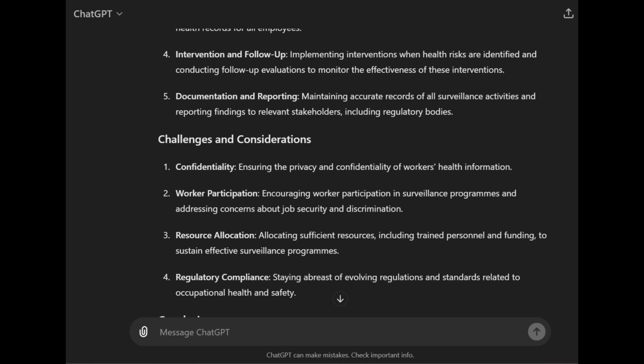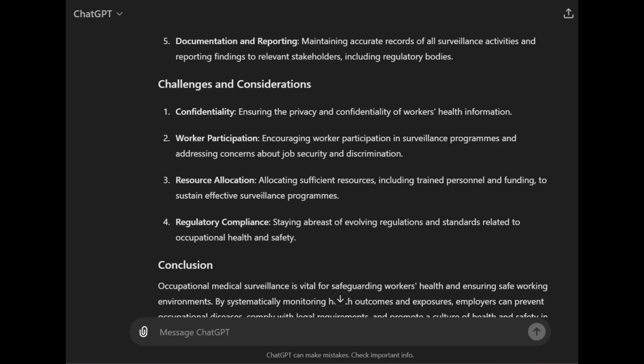Challenges and considerations. 1. Confidentiality, ensuring the privacy and confidentiality of workers' health information. 2. Worker participation, encouraging worker participation in surveillance programs and addressing concerns about job security and discrimination. 3. Resource allocation, allocating sufficient resources, including trained personnel and funding, to sustain effective surveillance programs. 4. Regulatory compliance, staying abreast of evolving regulations and standards related to occupational health and safety.